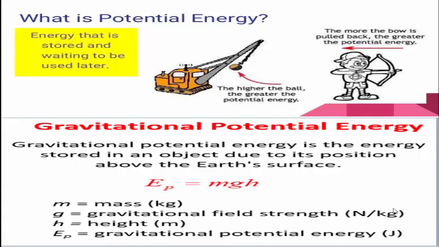The higher the ball, the greater the potential energy. Or you can take the second example for the potential energy: the more the bow is pulled back, the greater the potential energy. The potential energy of an object at a height is the gravitational potential energy.